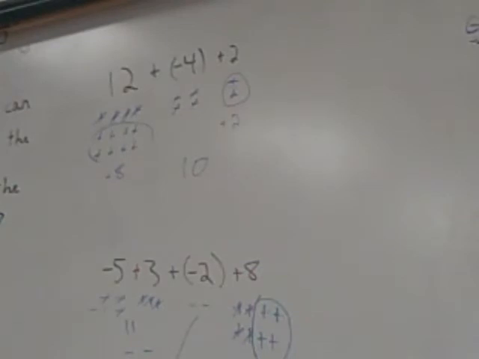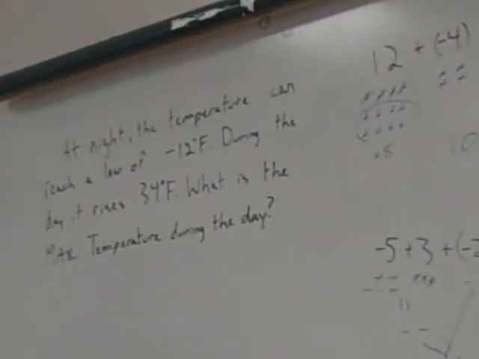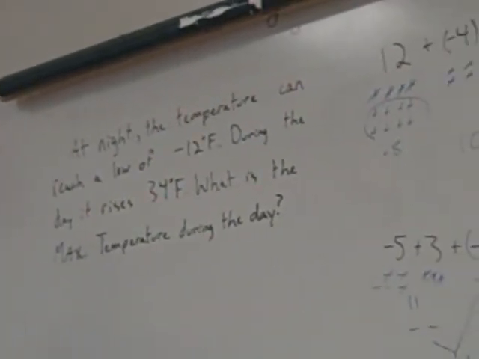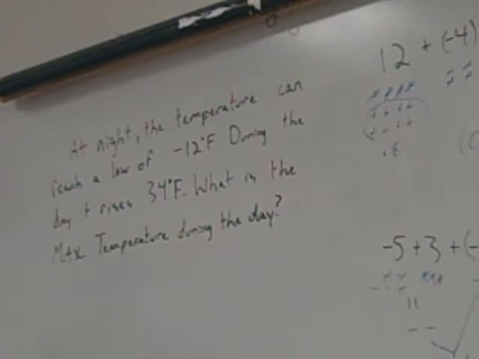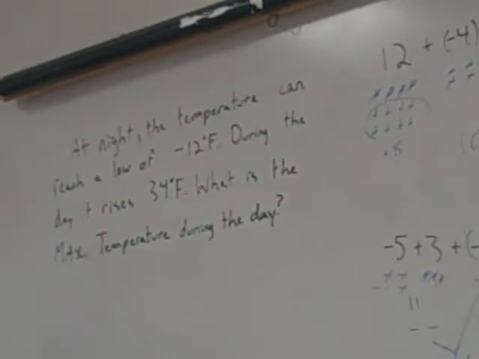Erwin, read that. At night the temperature can reach a low of minus 12 Fahrenheit. During the day, it rises 34 degrees Fahrenheit. What is the max temperature during the day? So what word in there tells me what type of math it is? Ethan.